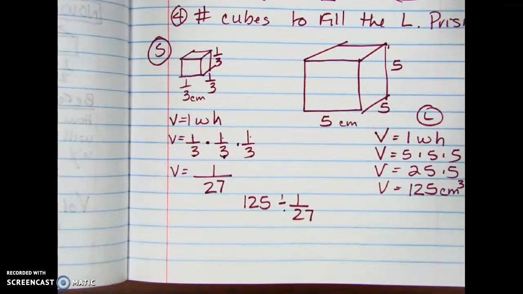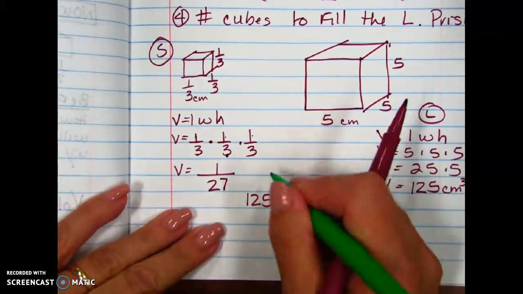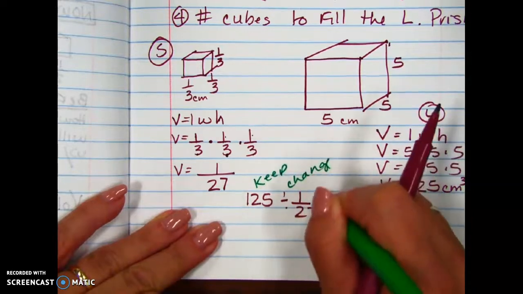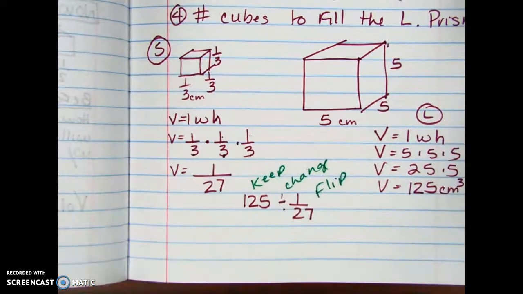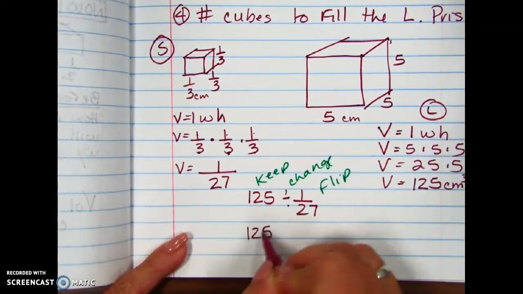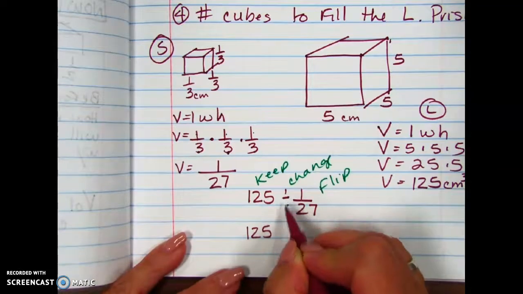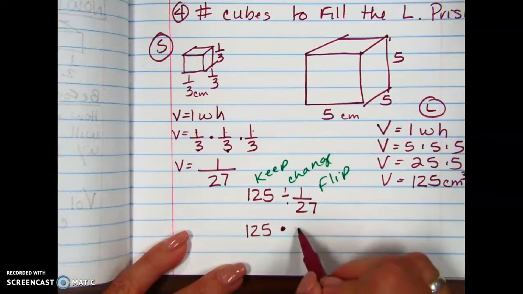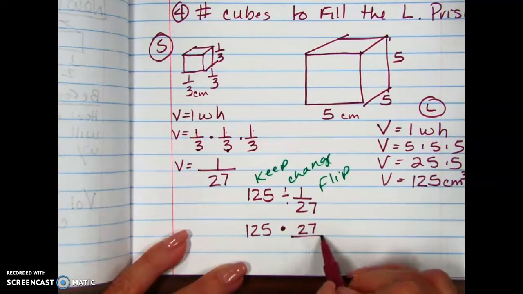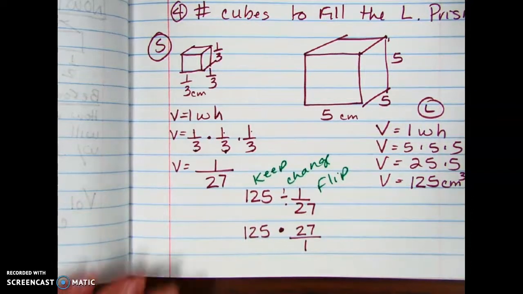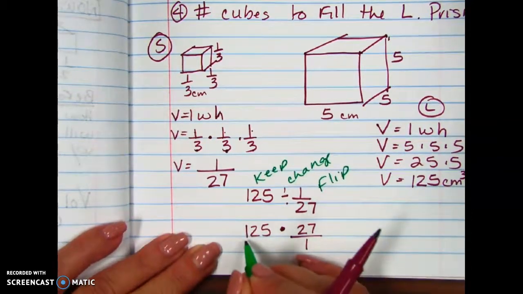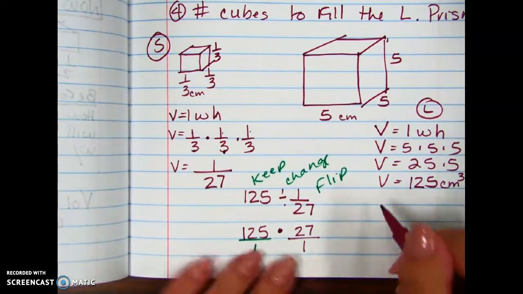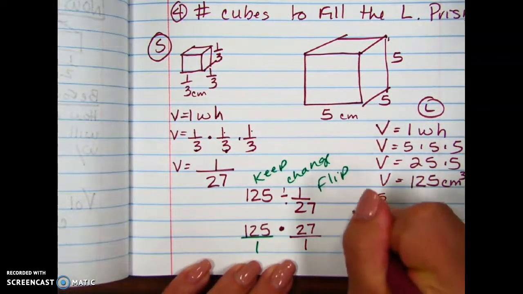Now, if you don't remember this, you're going to need to write this down. We want to keep, change, flip. We keep the first number. We change the division to the inverse, which is to multiply, and we flip to the reciprocal. That means my numerator is now my denominator, and my denominator is now my numerator. Remember, every whole number is a fraction. So now what I can do is multiply.